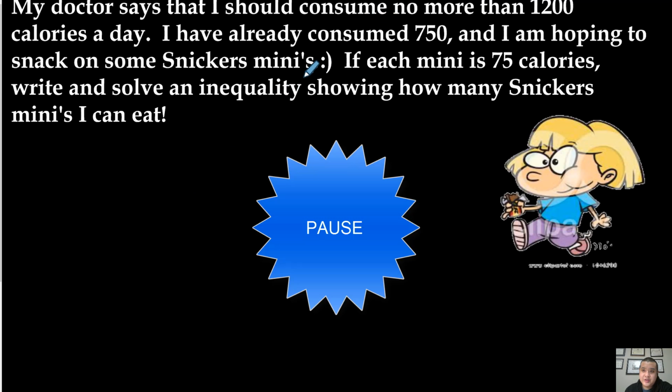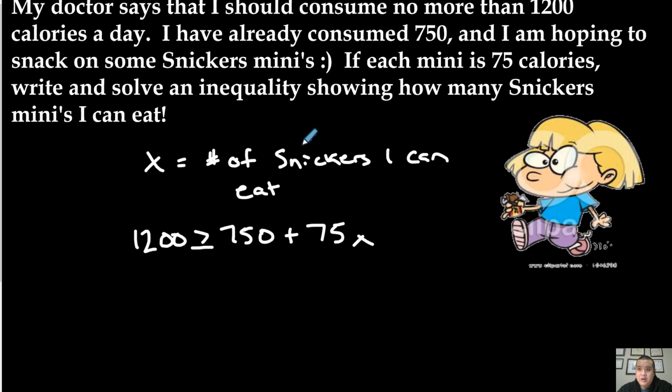Go ahead and try to solve this problem out on your own. What you should have found is that x equals the number of Snickers that I can eat, okay, because that's what we are looking for. We're looking for how many Snicker minis I can eat.